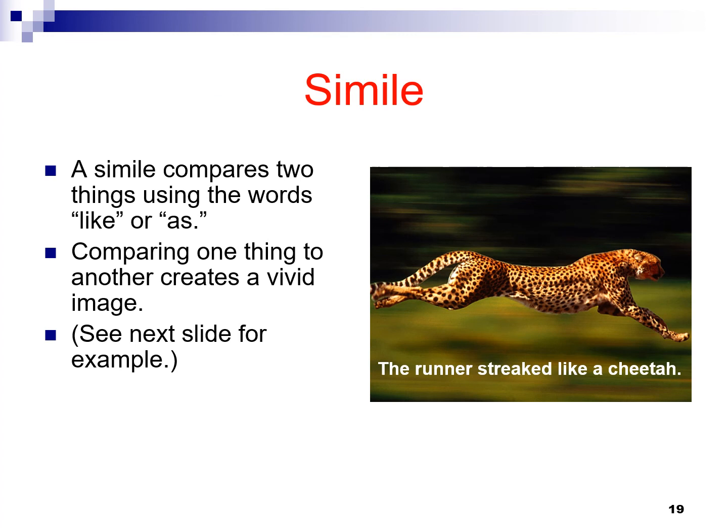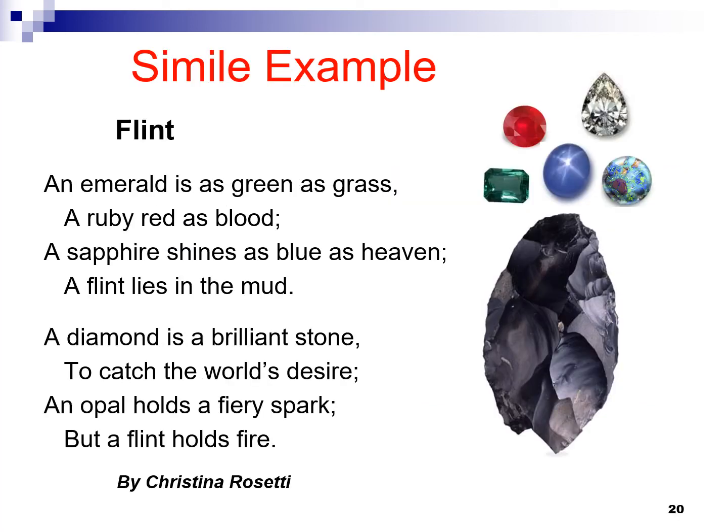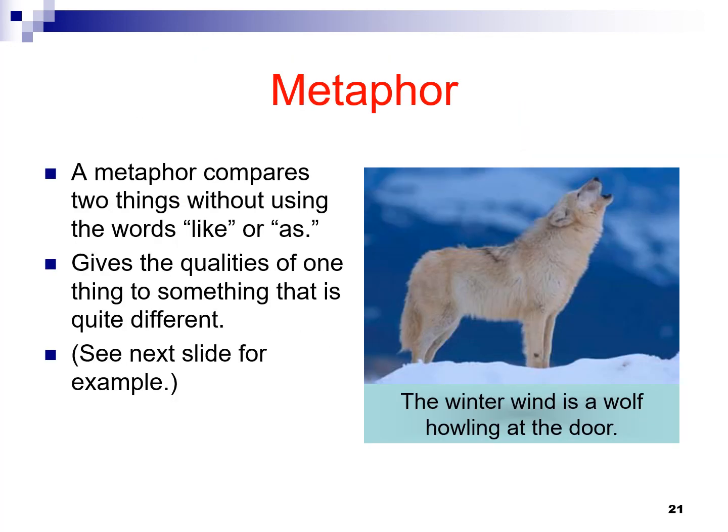In similes, we compare two different objects using the words like or as. Say for instance, the runner streaked like a cheetah. So we have the runner and the cheetah, two different things compared through the use of the word like. Next, we have here: an emerald is as green as grass, comparing two different objects, namely emerald and grass, using as.